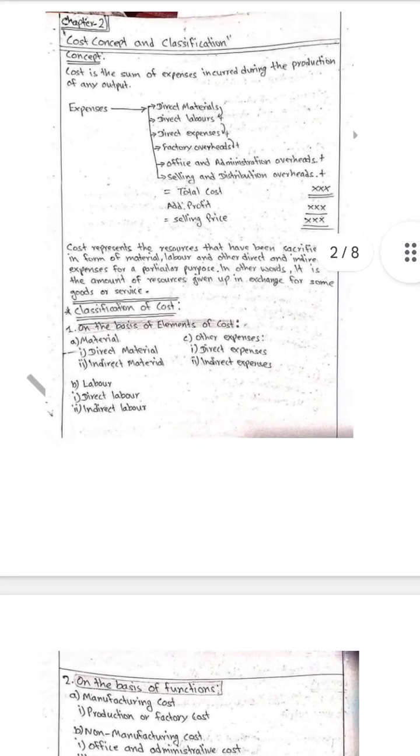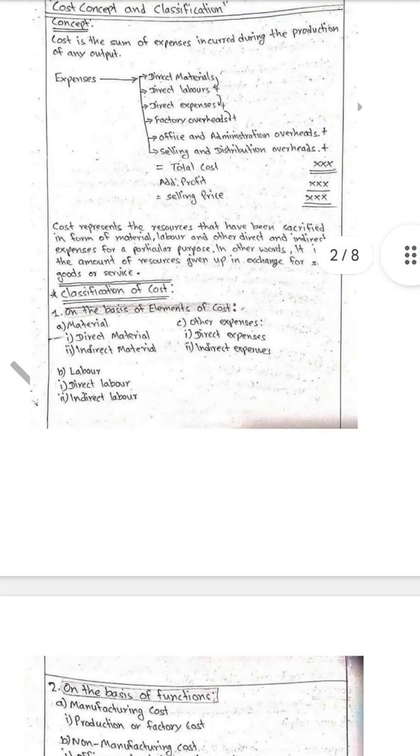राखेर total cost at profit selling price. Cost represents the resources that have been sacrificed in the form of materials, labor, and other direct and indirect expenses for a particular purpose. In other words, it is the amount of resource given up in exchange for some good or service.